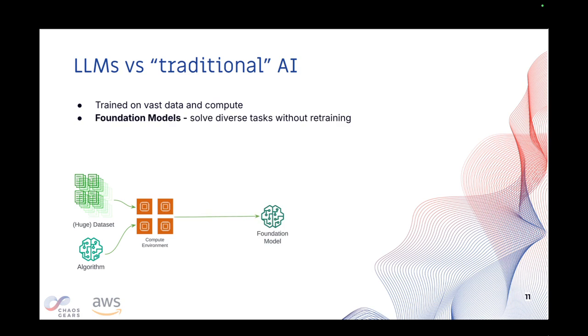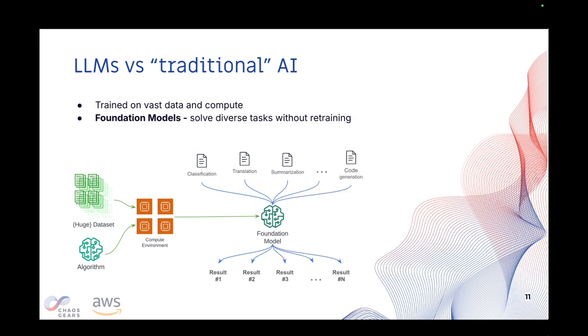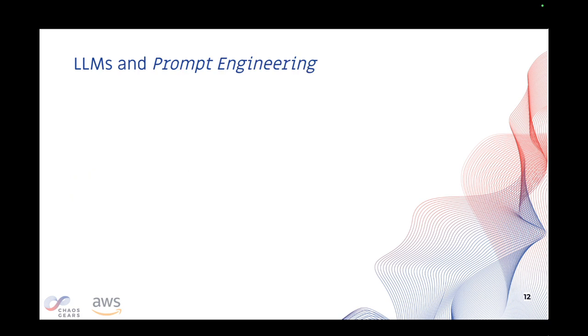Because you trained the model on such a massive amount of data, and the model itself is such a big model, it can solve many different tasks without the need to retrain for a specific use case. Examples of those tasks can be classification, translation, summarization, and many others, for example, code generation. The next thing I would like to talk about regarding LLMs is something called prompt engineering.